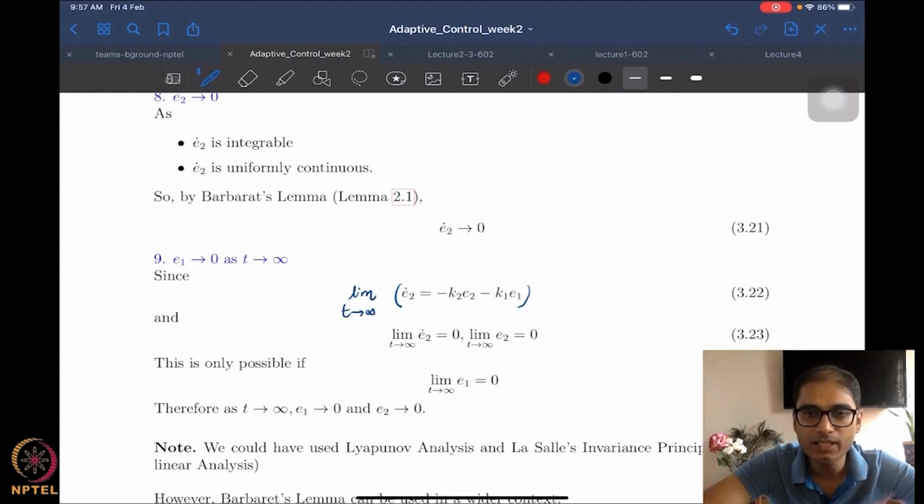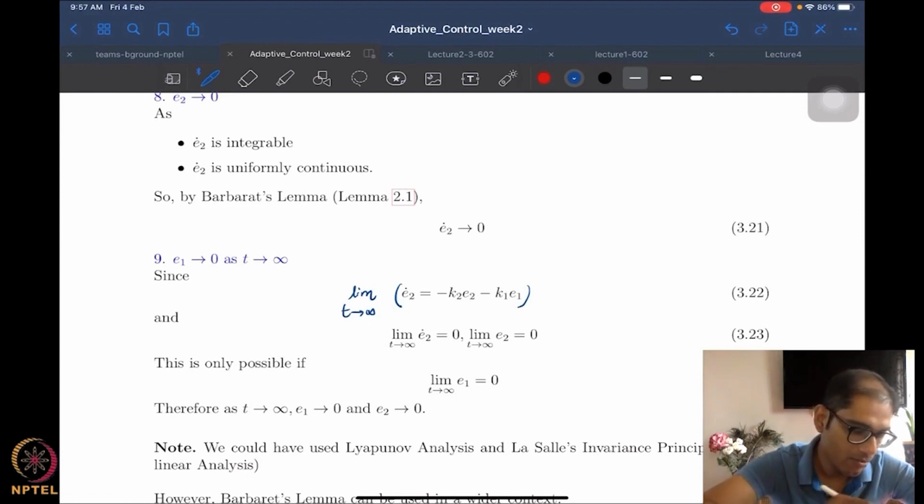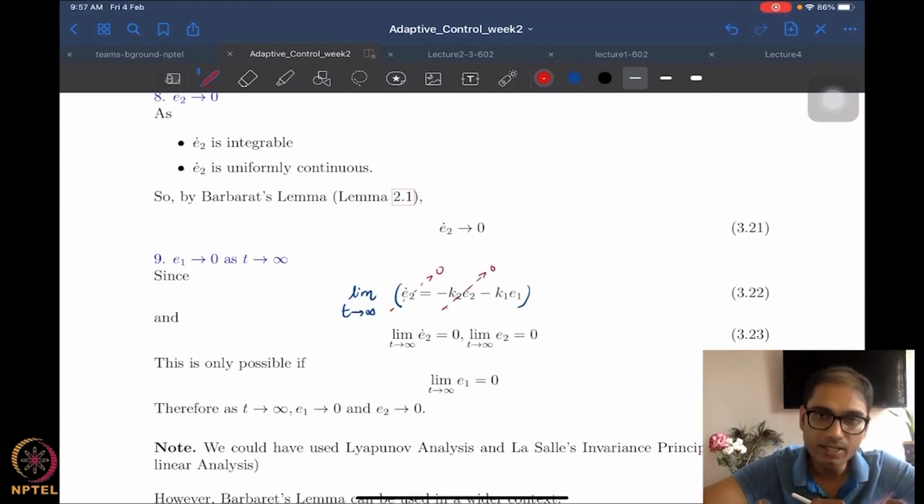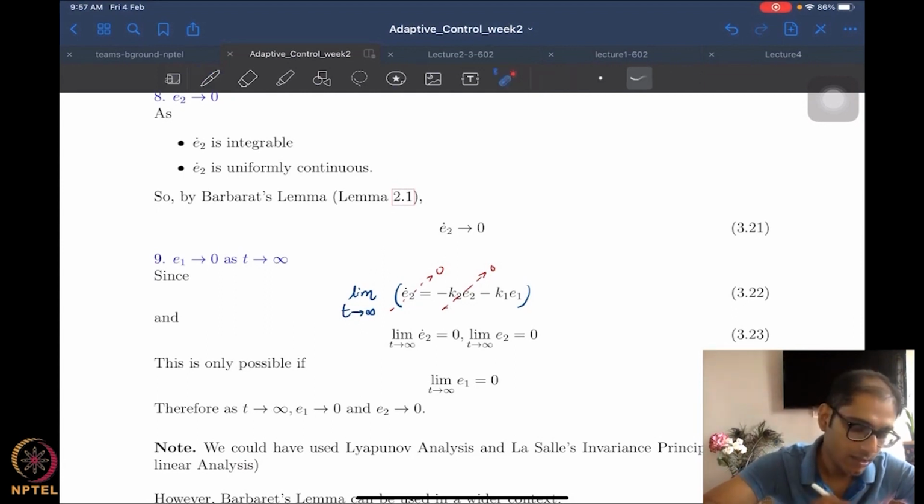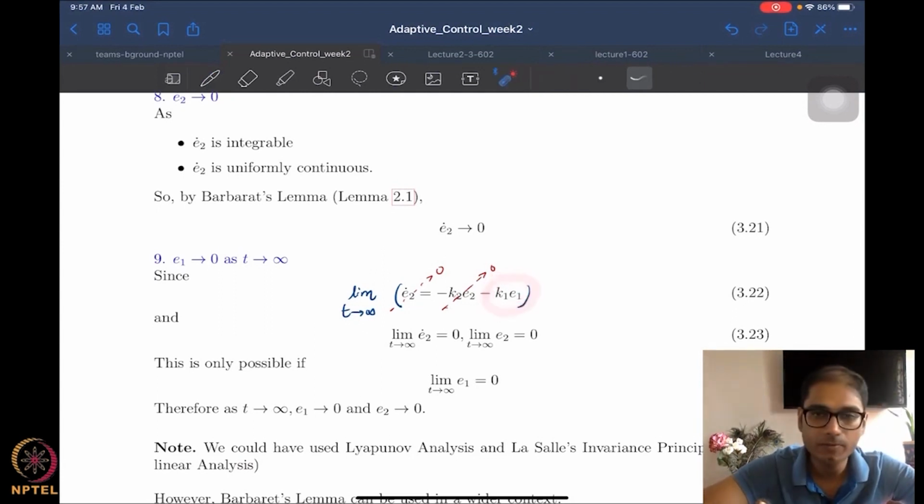If I say a function a of t is equal to function b of t, then the limit as t goes to infinity cannot be different. Therefore, if I take limits on both sides, I know that this term is going to 0, and this term is going to 0. So the only way that the left hand side can go to 0 is if this quantity is also going to 0. And K1 is just a positive constant. So this is possible only if E1 itself also goes to 0 as t goes to infinity.